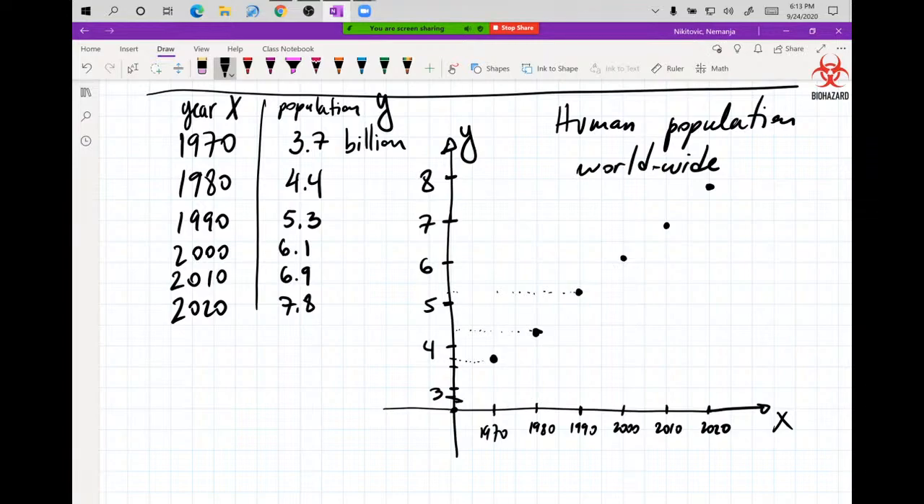So what you can see here is that you can connect this with a line like this. And when we look at these data, we see that the population rapidly increases. And what you can also see is that in the last 50 years, we doubled the population of humans on Earth, right? Because 3.7 times 2 is 7.4. We have 7.8, so that's more than double in 50 years. And the rate at which we are doubling is getting faster and faster.